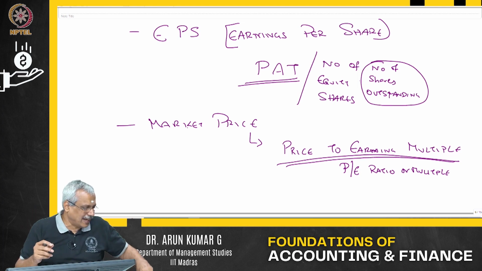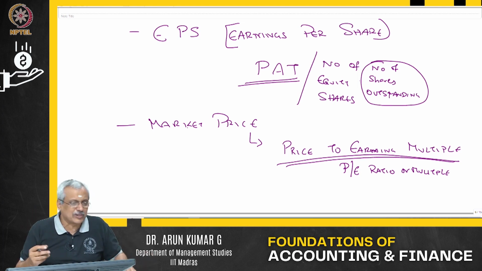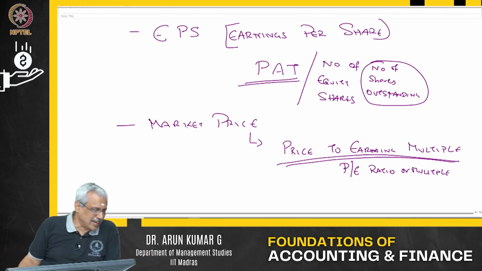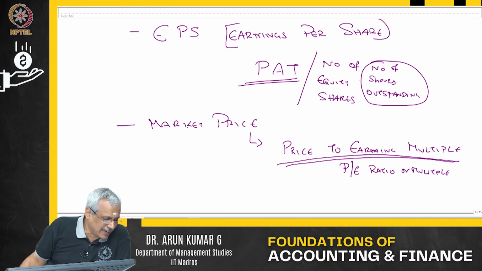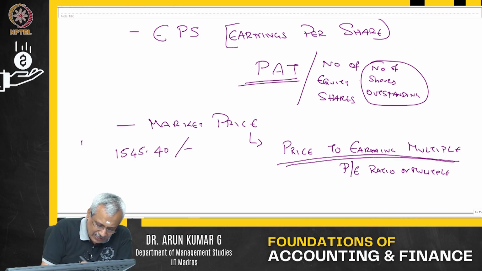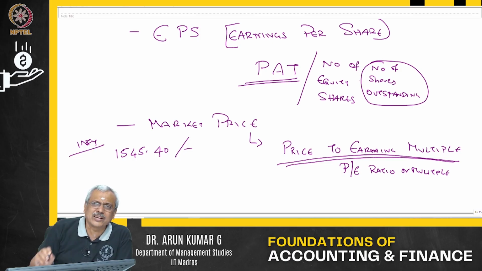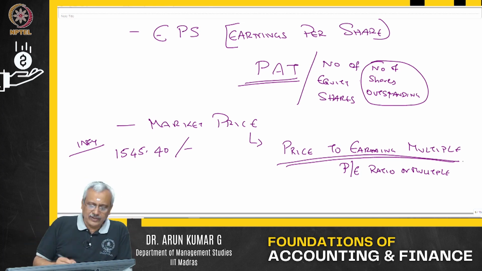Supposing I have just taken today's price of Infosys. Today is 18th of January. The closing price of, let us say, the Infosys share as of today is rupees 1545.40. I have taken Infosys because all of you know about it. I am just using it as an example, I am not advertising for it.